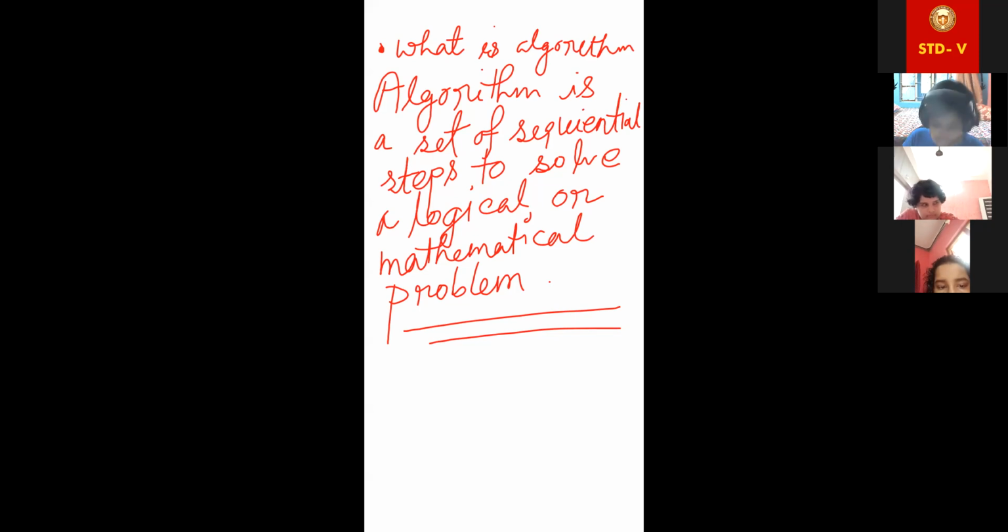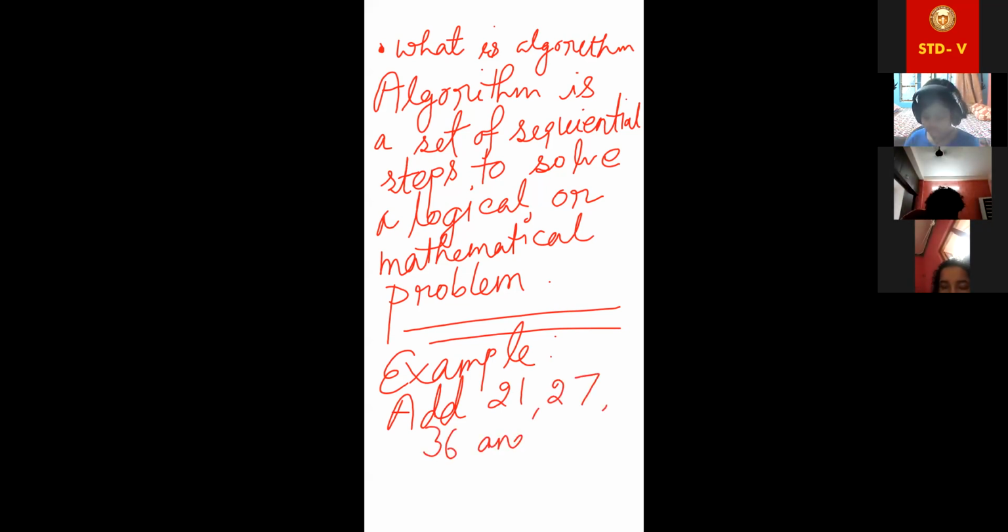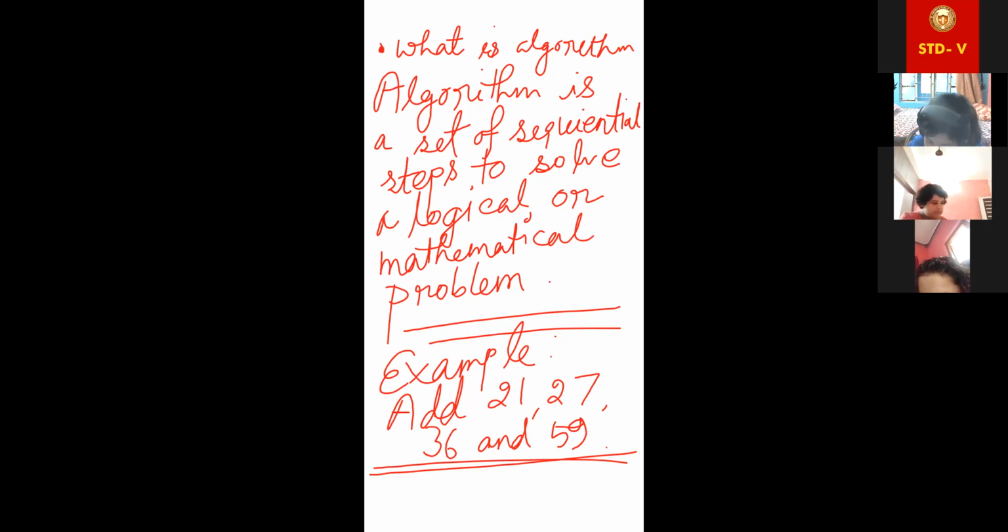Okay, now the next one. Example. Write one example: add 21, 27, 36, and 59. I think you can write it yourself. This type of question will be in the subjective part. Let A is equal to. Up to this, all of you complete, then I'll start to solve this one.